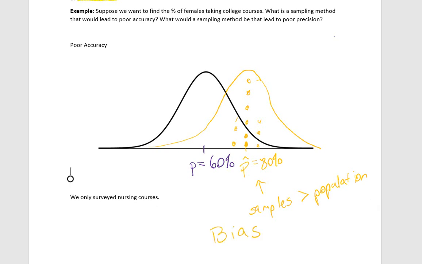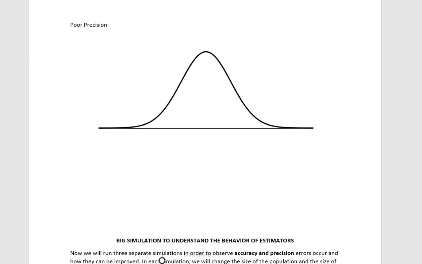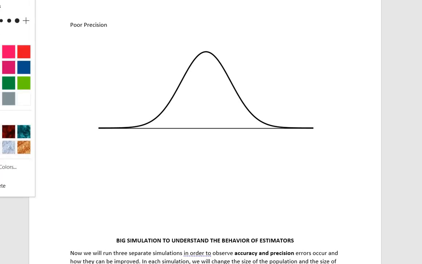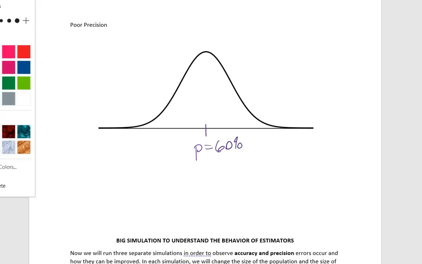Okay, now let's look at an example where we have poor accuracy, or I'm sorry, poor precision. So again, the actual population is 60% female. Okay, now let's look at one that had poor precision.